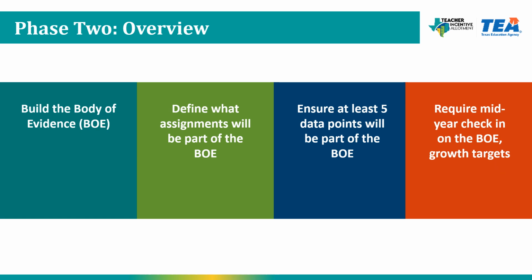During this phase, you will collect evidence of student progress. This involves defining what will be included in the body of evidence and ensuring there are at least 5 pieces of student work. While some districts may use a pre-test and post-test, SLOs are based on a comprehensive body of evidence. Tests can be included, but they should be part of a broader collection of student work. Additionally, there is a mid-year check-in where appraisers review the body of evidence with teachers. This check-in helps determine if the expected growth targets are still accurate, if adjustments are needed, and how the data is shaping up. All these components are crucial parts of phase 2.